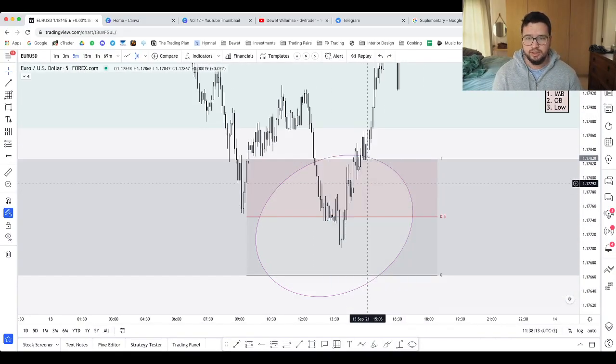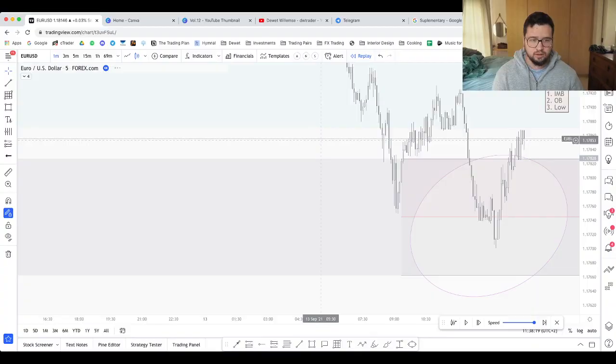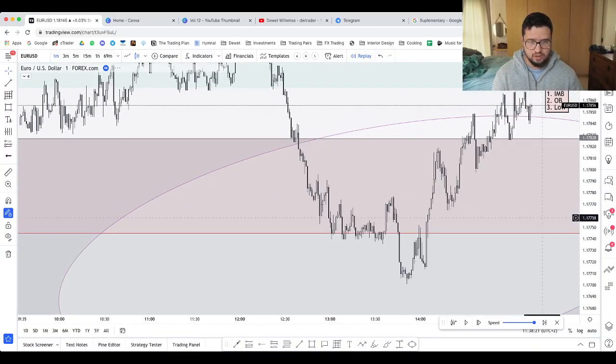Second way of entering is looking at the 1 minute at this price action. So we'll just look at the 1 minute and we can see.